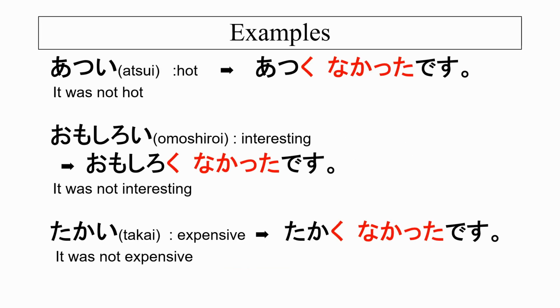For example, 暑い means hot. So 暑くなかったです。What about 面白い? 面白くなかったです。It was not interesting. What about 高い? Remove い and add くなかった。So 高くなかったです。It was not expensive.